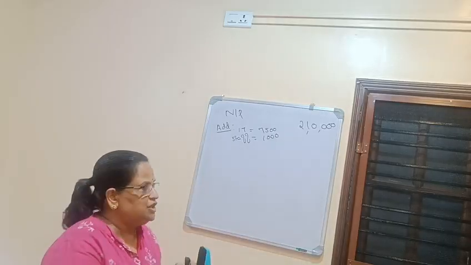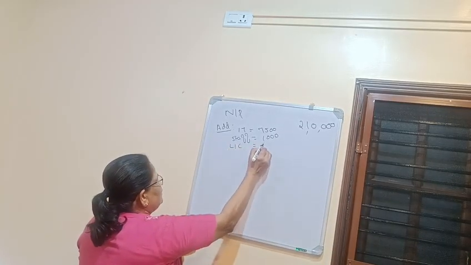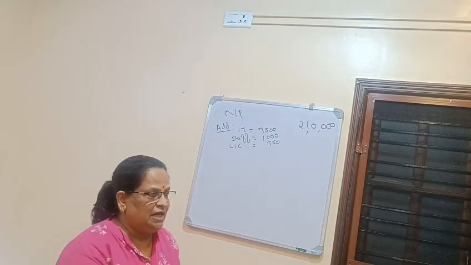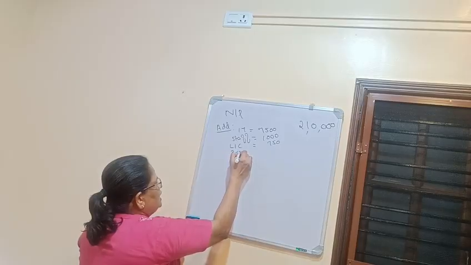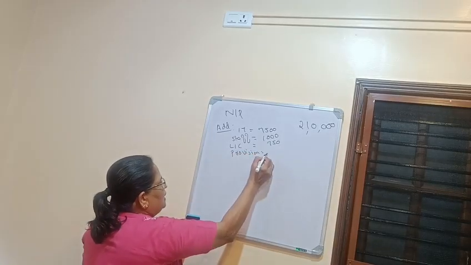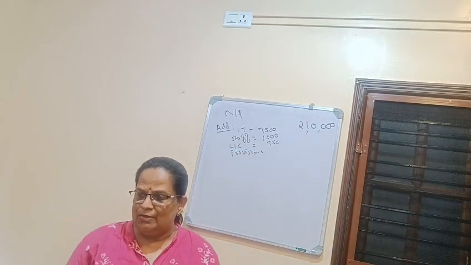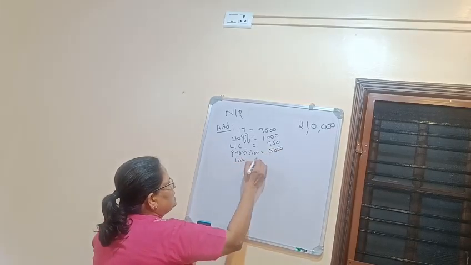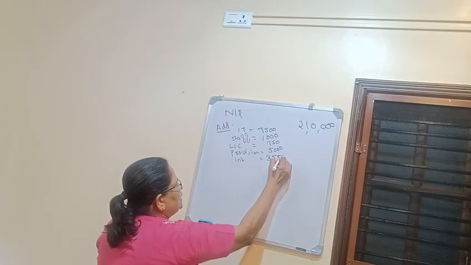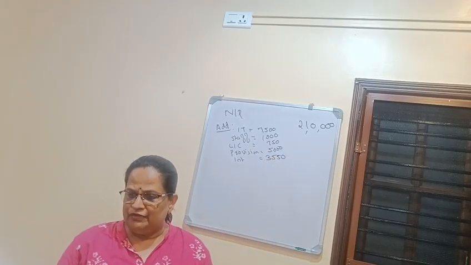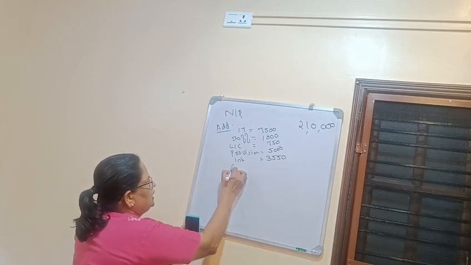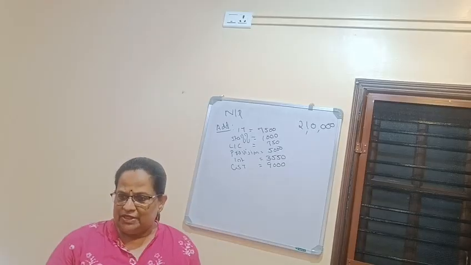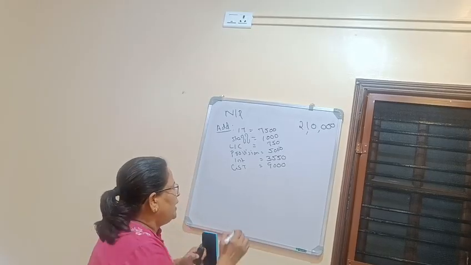Next is life insurance premium for own life, LIC, 750. Next is provision for doubtful debts, the amount is 5,000. Interest on capital 3,550. Provision for GST 9,000. Now, next item, expenditure on know-how.